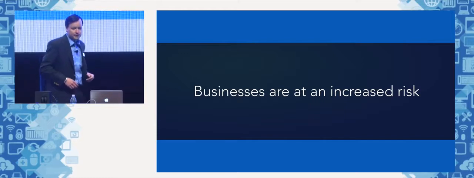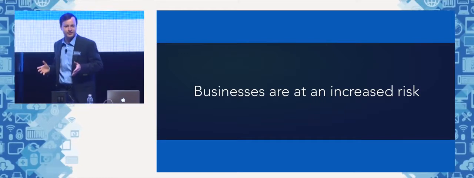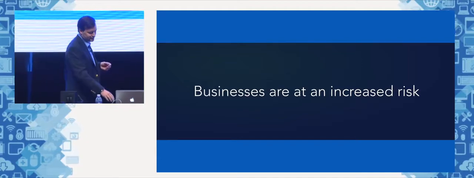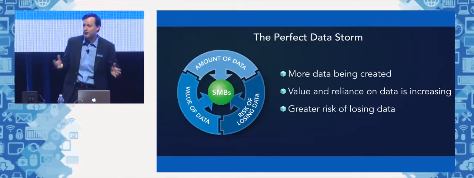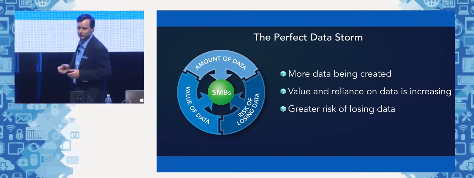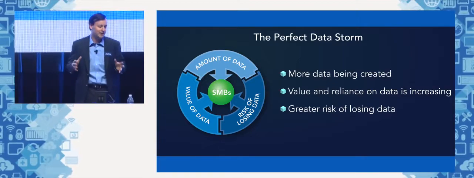Specifically, businesses are really at an increased risk of downtime these days. There's a combination of factors that lead to it, but what we call it is the perfect data storm. So what is the perfect data storm? The perfect data storm is a combination of 3 big factors.